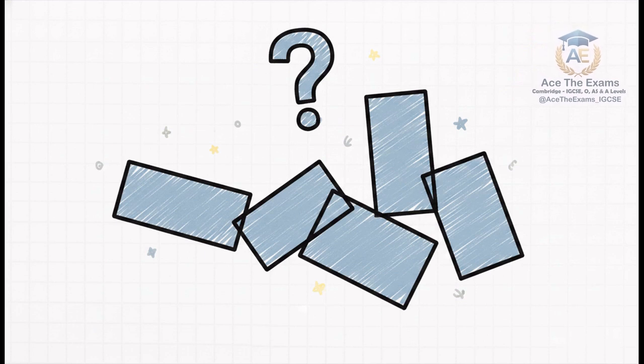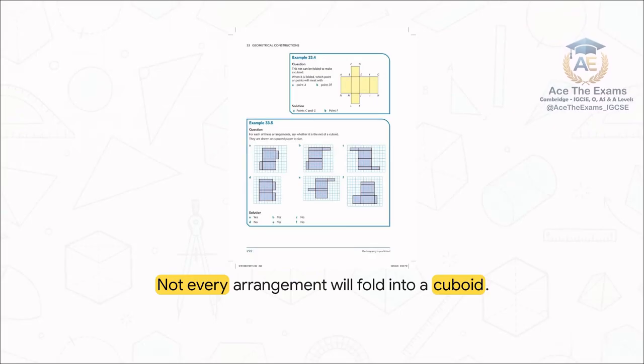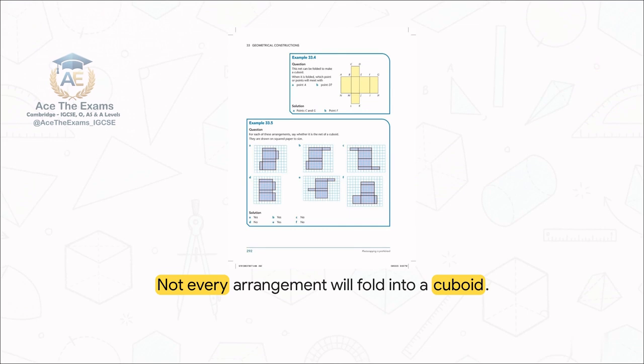Take a second to really think about that. If you said no, you are absolutely right. The examiner loves to test this. Look at these specific grid examples. Some of these arrangements fold up beautifully, while others are complete structural failures.